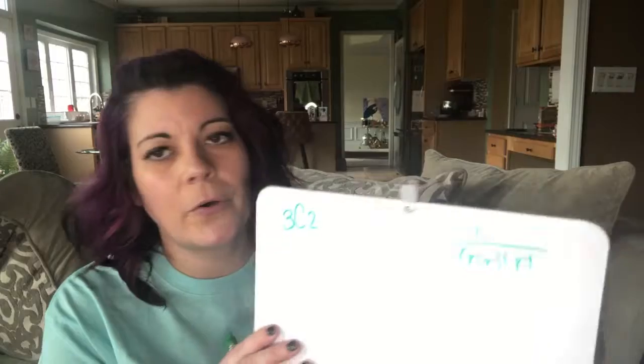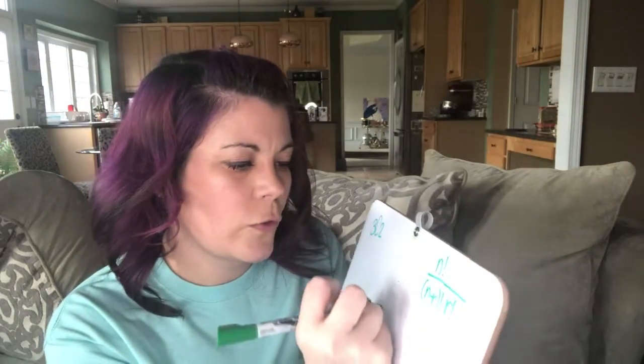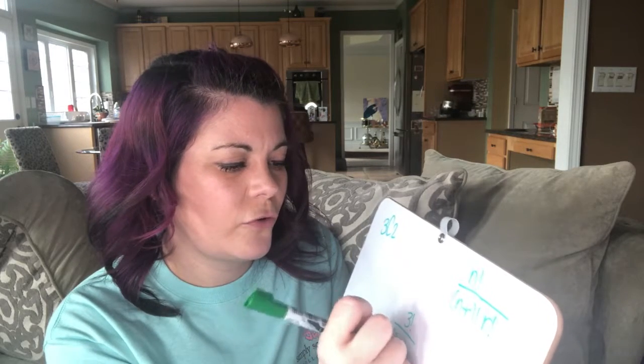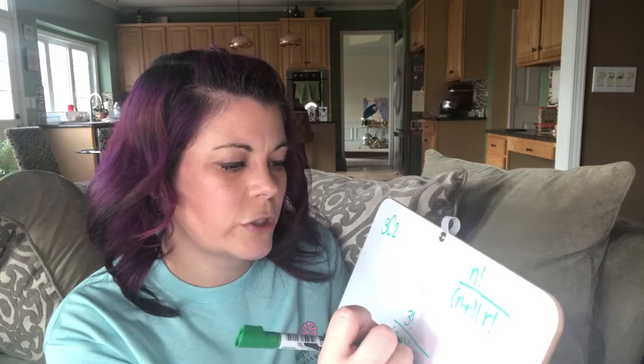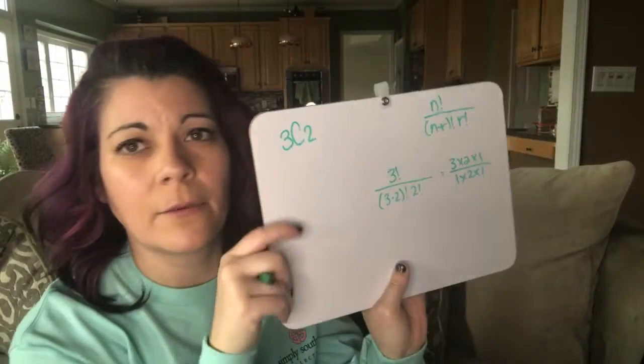So we have n factorial over n minus r factorial all over r factorial. So remember, this is our n, this is our r. So 3 factorial over 3 minus 2 factorial over 2 factorial. So we're going to solve this.